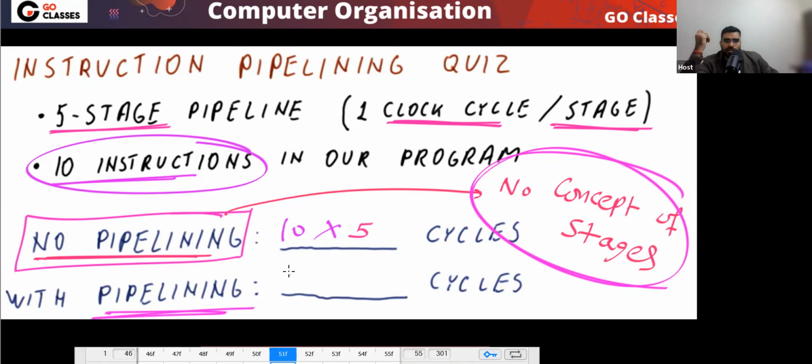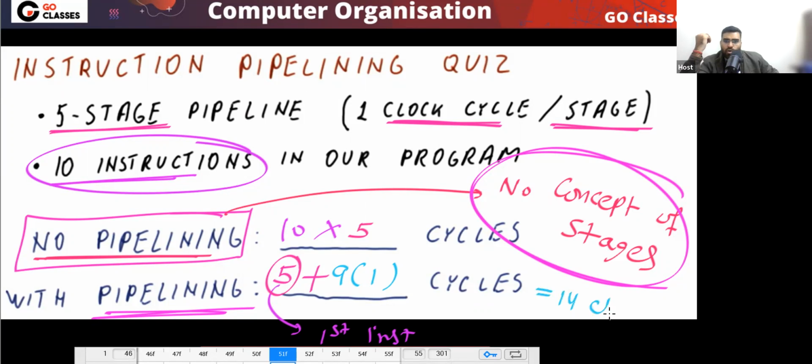If you have pipeline, then the first instruction will go through all the stages. It will take 5 nanoseconds, because it will take 5 clock cycles. But the remaining instructions will only take one clock cycle each. So finally you have 14 clock cycles.